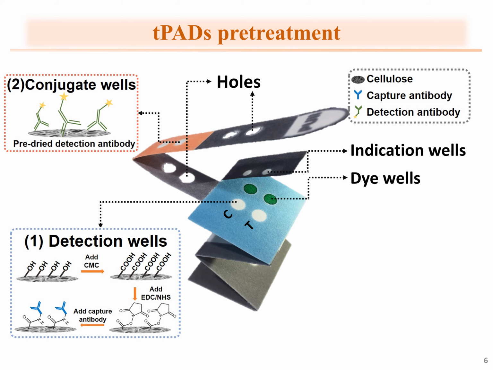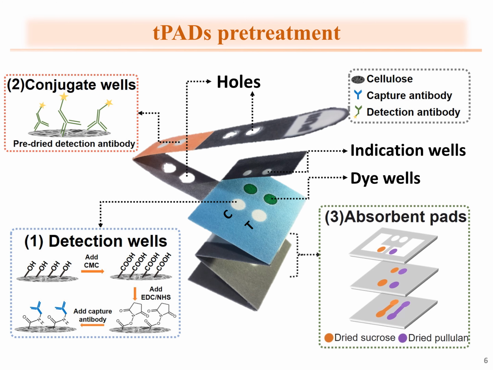To incorporate an ultimate timer function in the device, we deliver the excess washing buffer from absorbent pads to the dye wells, which are pre-treated with dry green food dye. By pre-treating the paper substrate with dry sucrose and purine, we are able to control the viscosity and therefore the flow rate of washing buffer to ensure it transfers the dye to the indication wells at the appropriate time, thus coloring the solution and turning the indication wells green.